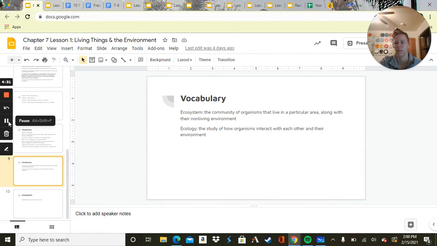All right, we'll see if we can get through this here. Ecosystem is the community of organisms that live in a particular area along with their non-living environment. Ecology is the study of how organisms interact with each other and their environment.